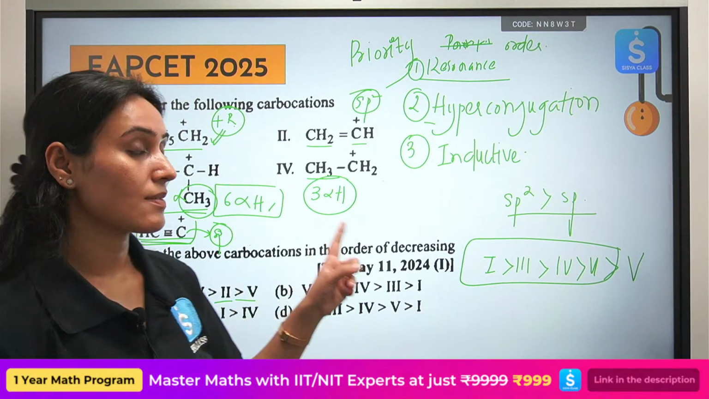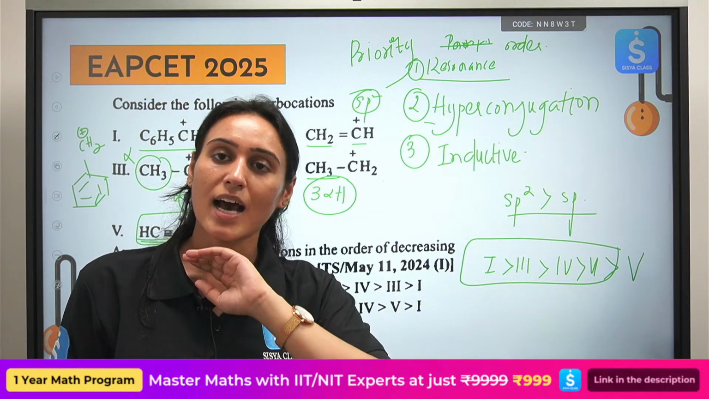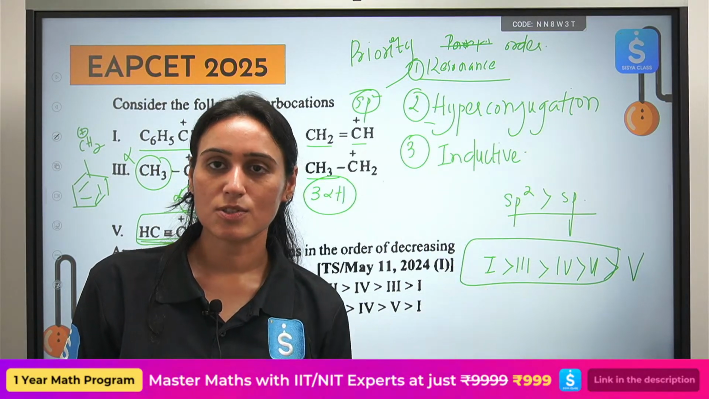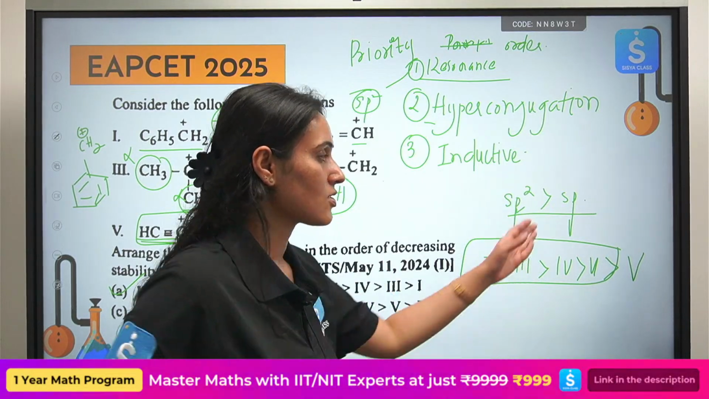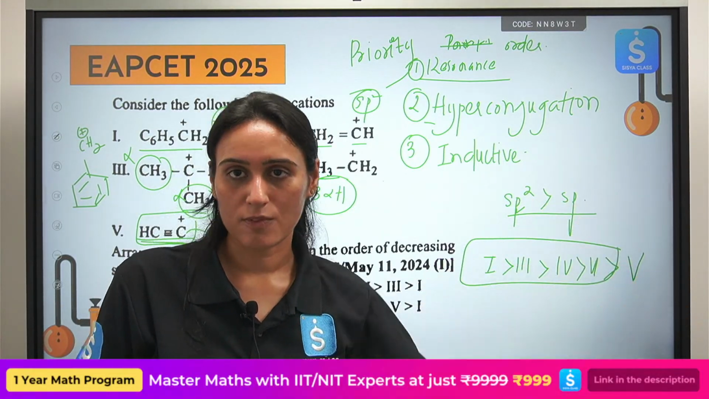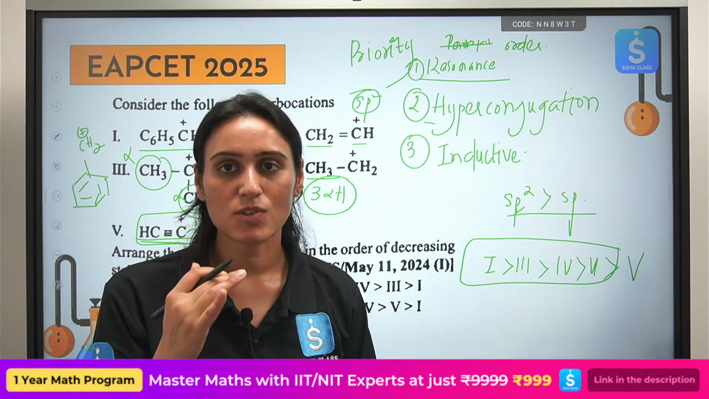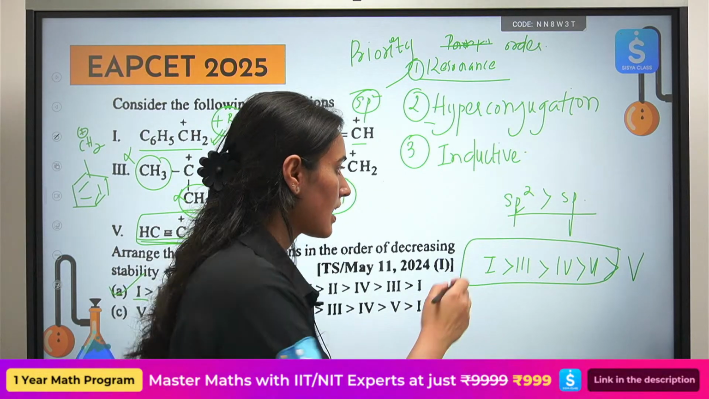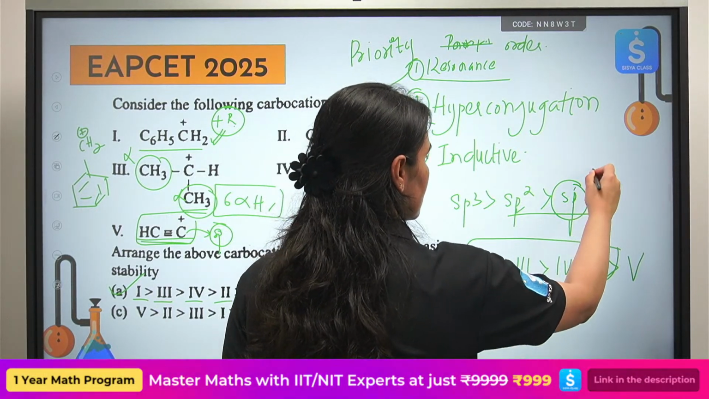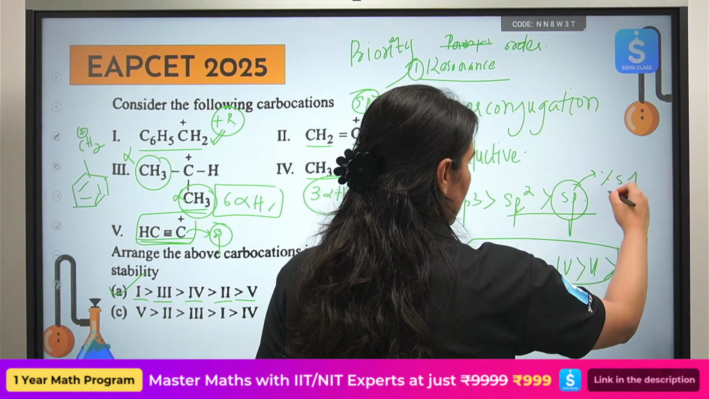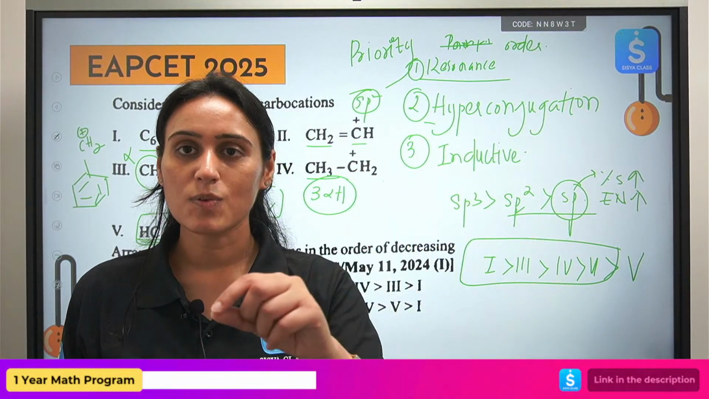This is the order of stability of your carbocations. Please see what is the hybridization first. After hybridization, what type of effect is shown? If you have sp2 hybridization, it will be much more stable than sp, obviously. A positive charge present on a less electronegative species is much more stable. As the percentage S character increases, electronegativity increases, and stability of carbocation decreases.